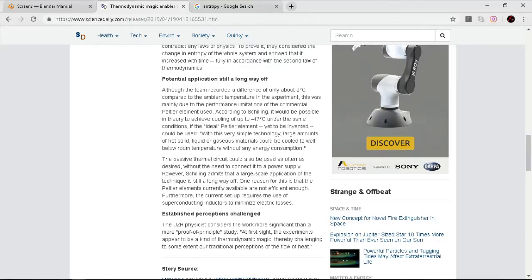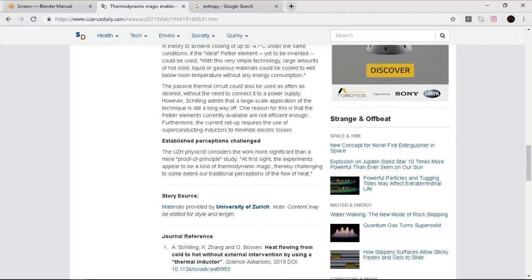room temperature without any energy consumption. The passive thermal circuit could also be used as often as desired without the need to connect it to a power supply. However, Schilling admits that a large-scale application of the technique is still a long way off.